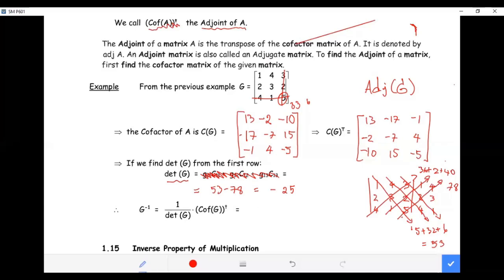G inverse is 1 over the determinant, 1 over negative 25, and then multiply with the transpose of the matrix of cofactors of G. So let's go: 13, negative 2, negative 10, negative 17, negative 7, 15, negative 1, 4, and negative 5. Yes! I'm done now!